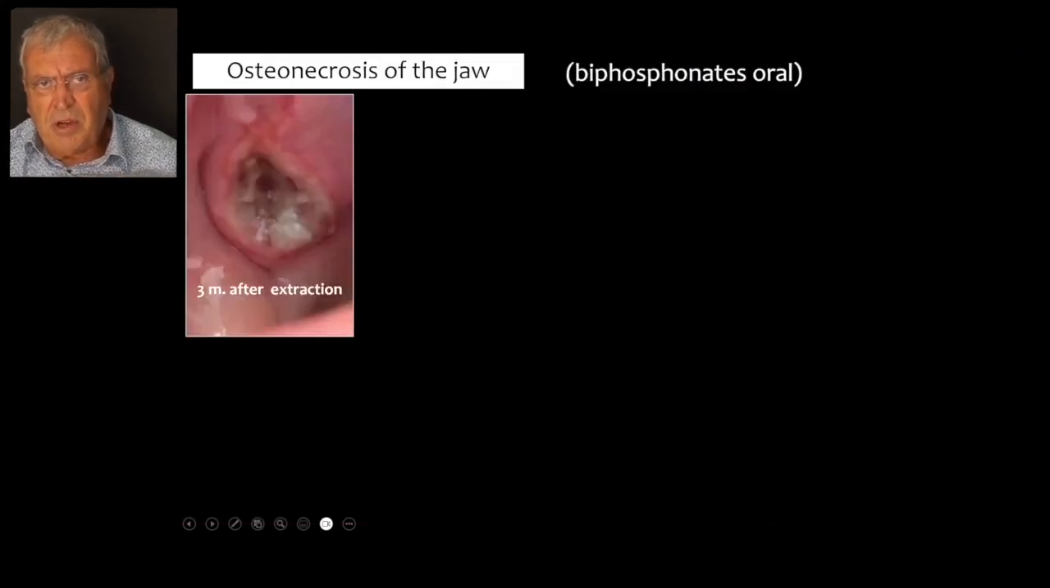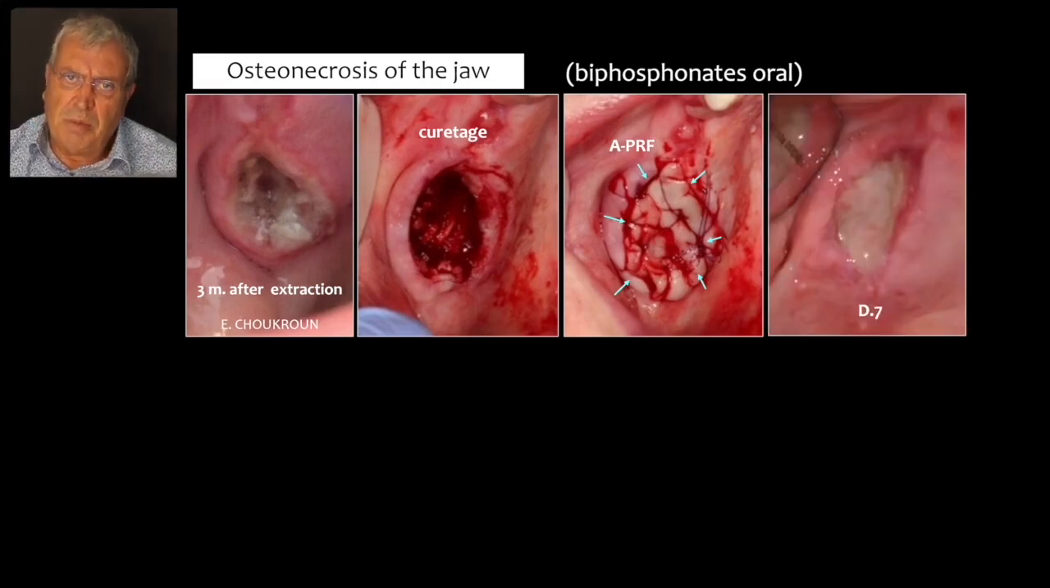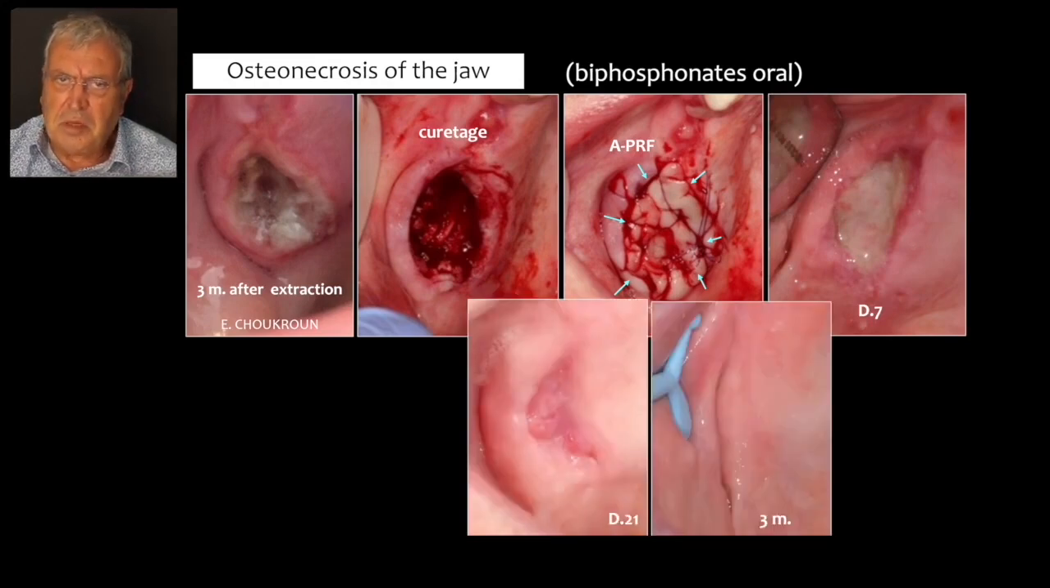This is a case of osteonecrosis. You see that after extraction, the site was clean and filled with PRF, but the only good solution is to leave it open, not to try to close. PRF will do the job. And then after 3 months, everything is okay.